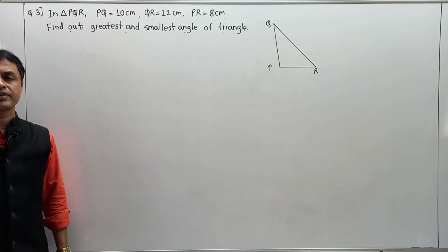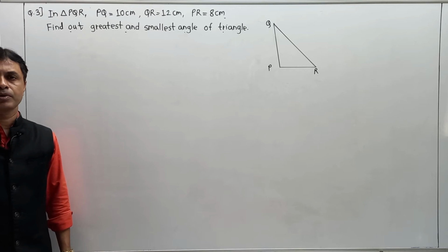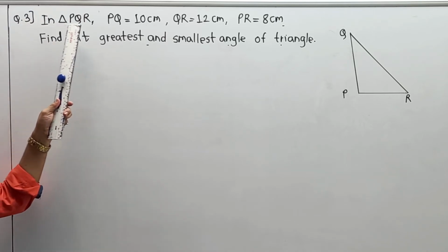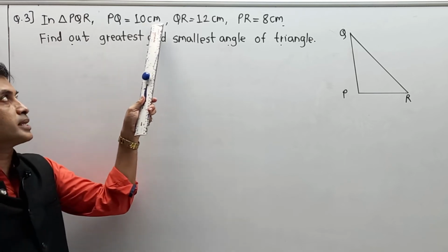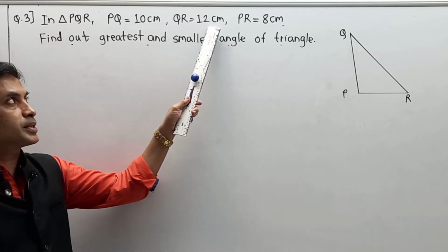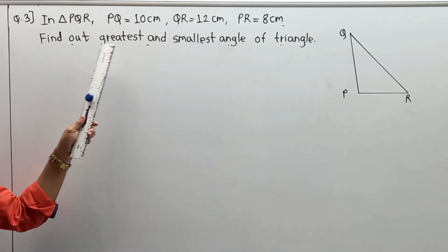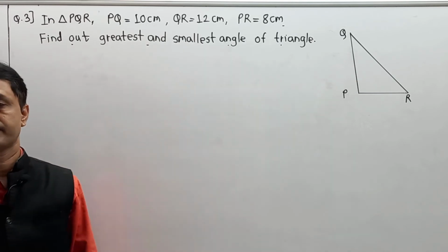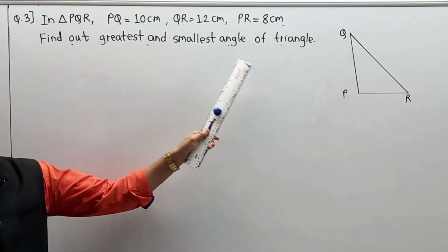Now student, after completing the second question, we are moving to the third question, and again it is somewhat logical, and the understanding part is the most important. So the question is question number 3: in triangle PQR, PQ is 10 centimeter, QR is 12 centimeter, and PR is equal to 8 centimeter. Find out the greatest and the smallest angle of the triangle. Now one by one, over here, we have to find the greatest angle as well as the smallest angle.